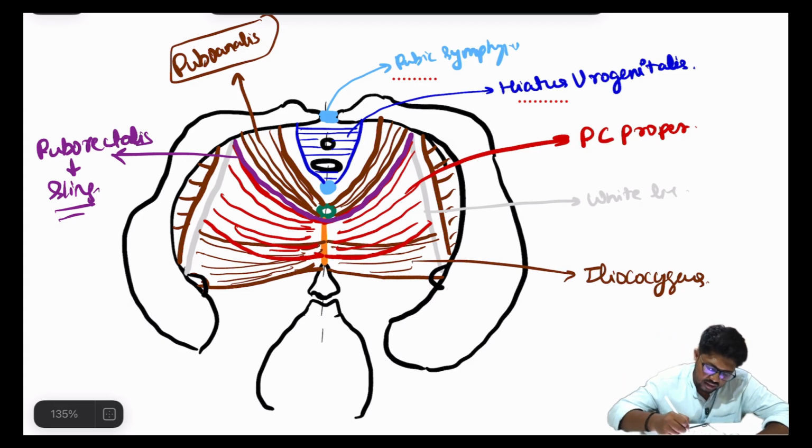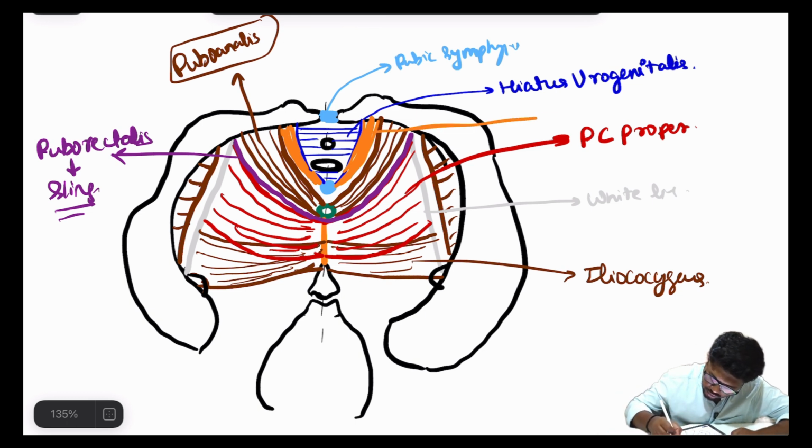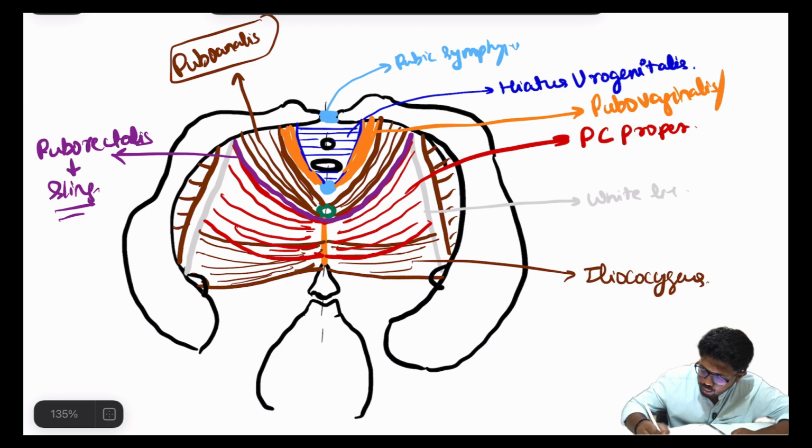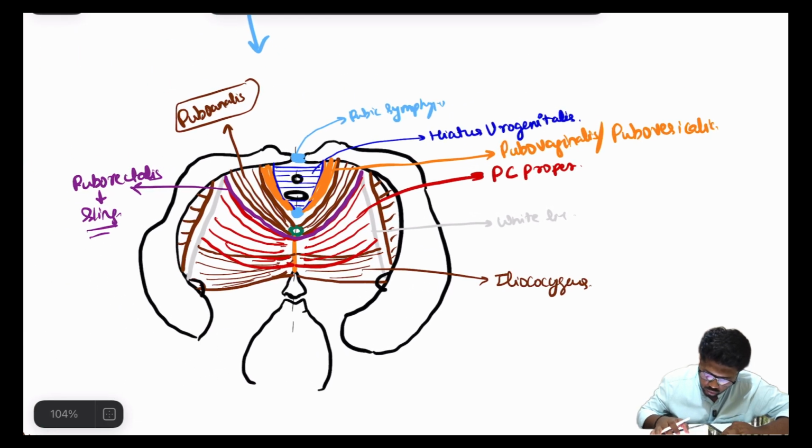Now, along this hiatus urogenitalis, one more muscle will be present. That will be what? Pubovaginalis in female, and it will arise from the undersurface or the pelvic surface of the pubic bone, and it will come and attach to this perineal body. So this muscle is what? Pubovaginalis in female and pubovesicalis in male.